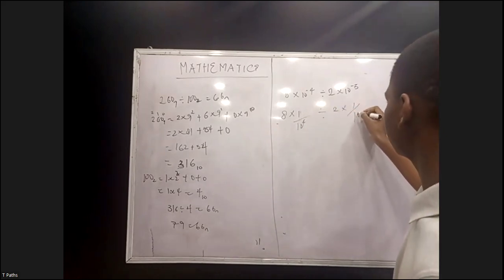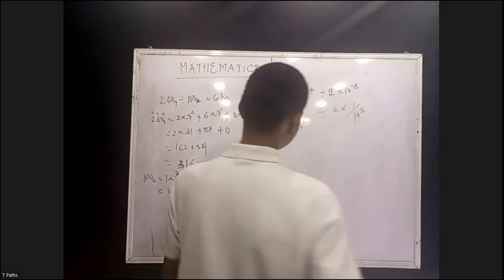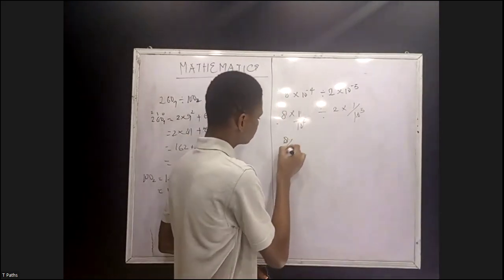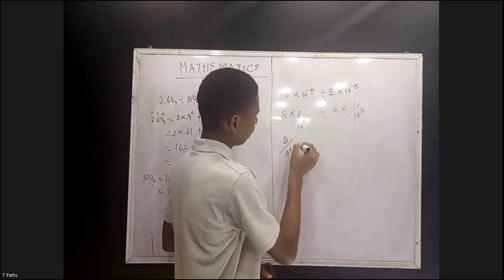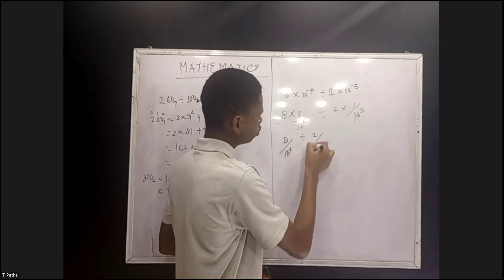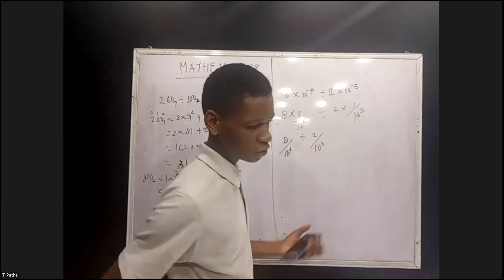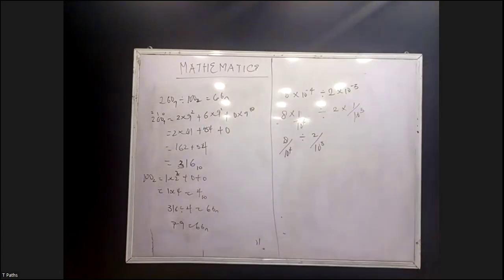So I have 1 times 10 raised to the power 5. So from here I can say 8 divided by 10 raised to the power 4, divided by 2 over 10 raised to the power minus 5. There are different ways you can go about this. You just go with the one that is most comfortable for you.